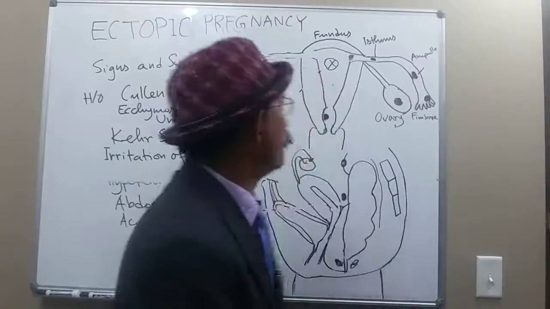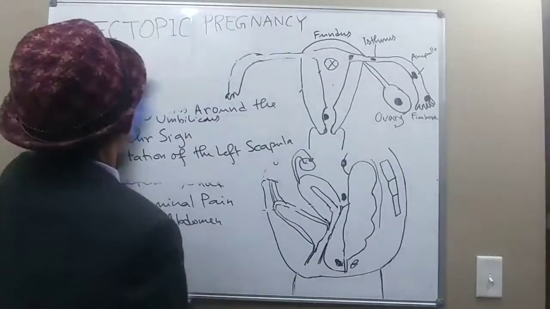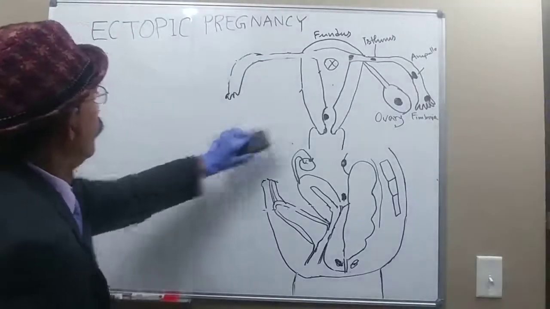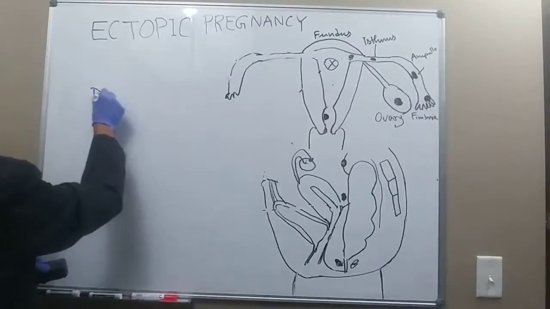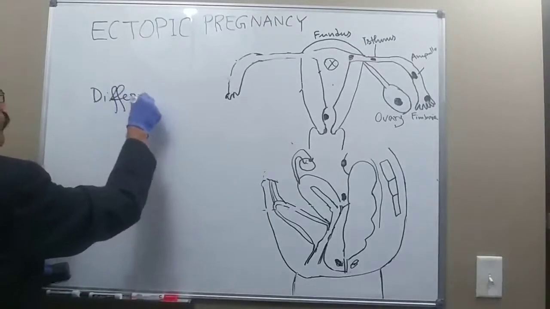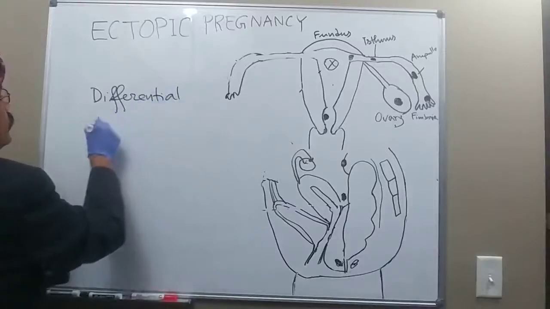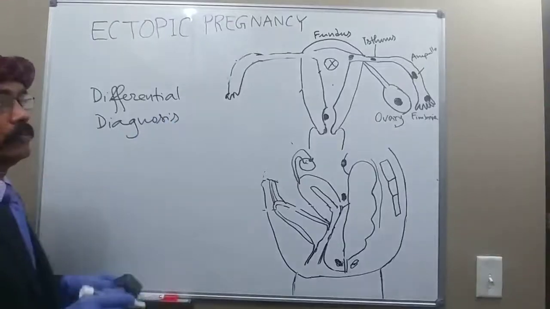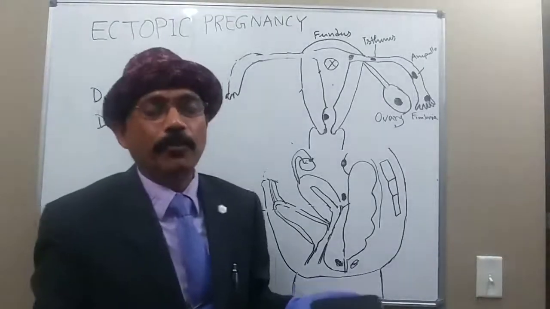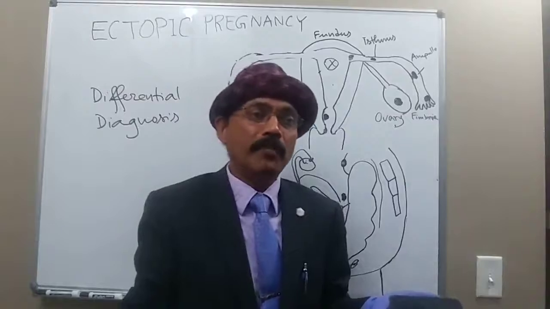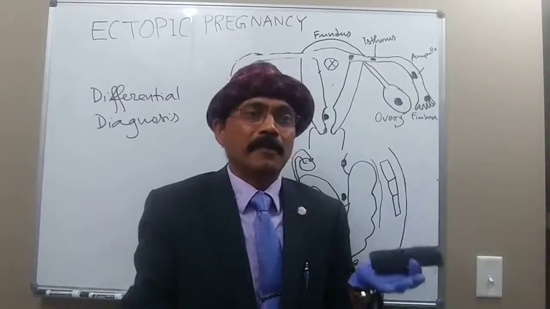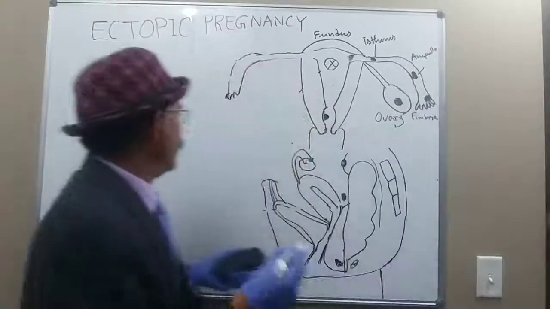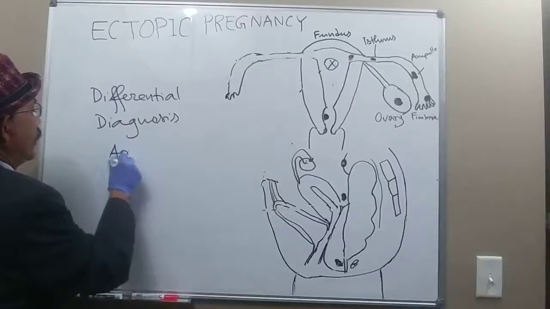So you get these signs and symptoms of ectopic pregnancy. Then we'll go to the differential diagnosis. It is a case of acute abdomen, so it may mimic adnexal torsion. Appendicitis, very common, we may confuse with appendicitis.